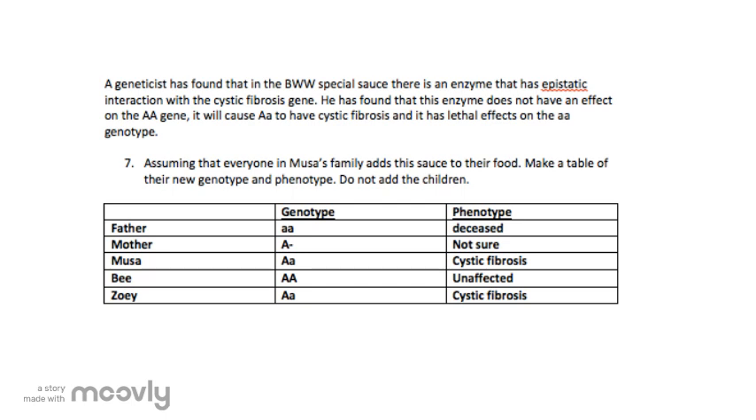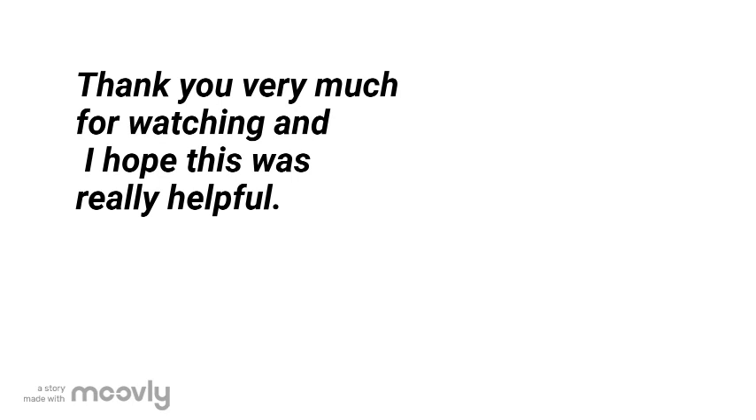We do not know what will happen to Musa's mother. She can either have cystic fibrosis or not be affected depending on her genotype, since all we know is that she just has one big A. We do not know about the second allele. And then Zoe will be unaffected. B will be unaffected because she has the big A genotype. And that will be it for the question.